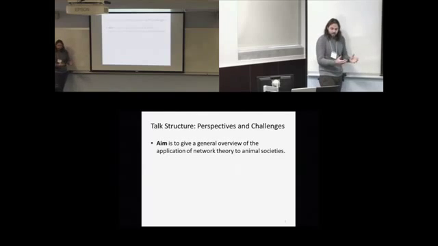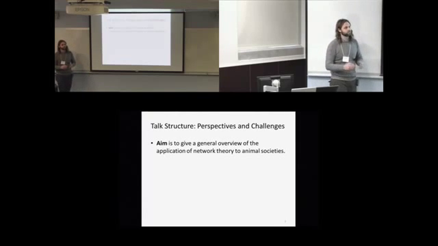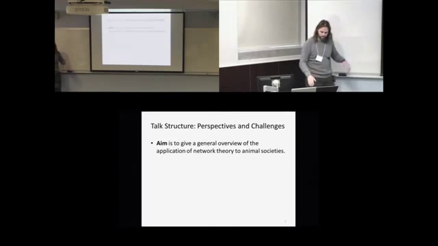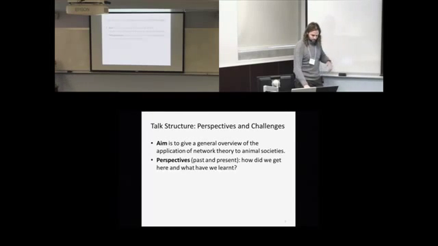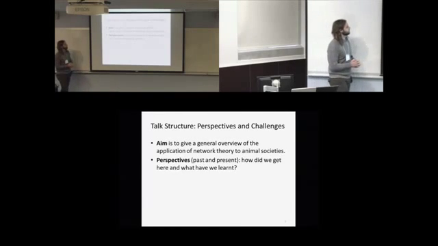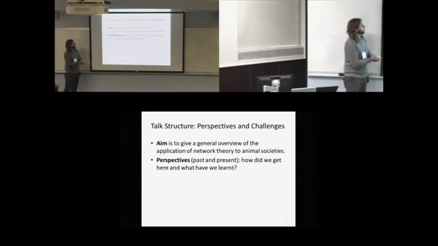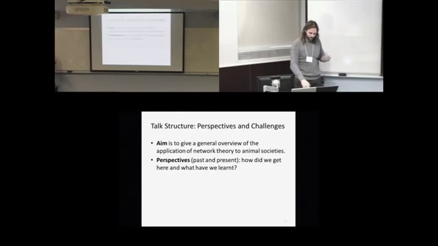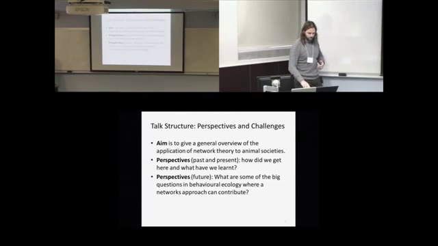The aim is to give a general overview, given that this is an interdisciplinary audience. I'm not sure how familiar everyone is with the type of work we've been doing in behavioural ecology and animal behaviour, so you get an idea of what we're talking about when we talk about animal social networks. How did we get here? How did I get here? I thought it would be interesting to think about how I got interested in networks and what lessons I've learned along the way.